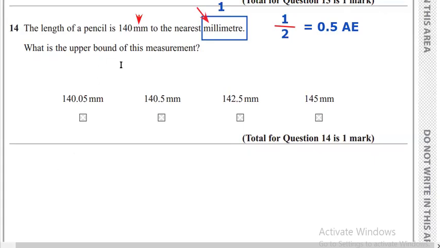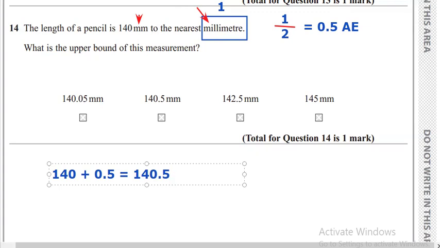Now, to find the upper and lower bound, you add the absolute error to the original to find the upper one, and you subtract the absolute error from the original to find the lower one. Here, they are trying to find the upper only. So I'm going to take the original and add the absolute error, and I will get 140.5. So the upper bound for this measurement is 140.5 millimeters. And the lower bound, you subtract: 140 minus 0.5, which is 139.5. But they're not looking for the lower bound. They're only looking for the upper bound.